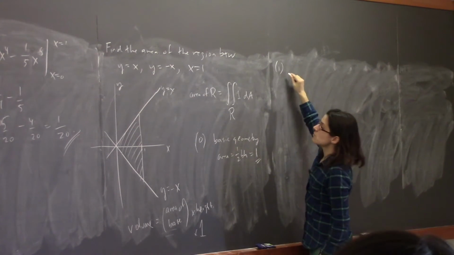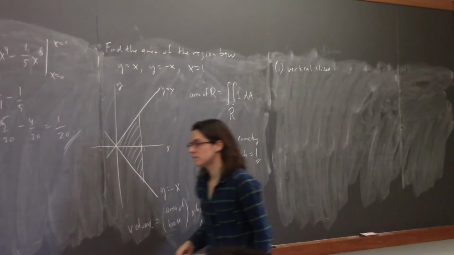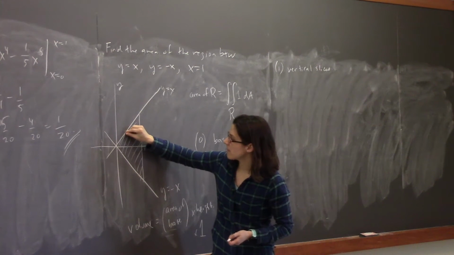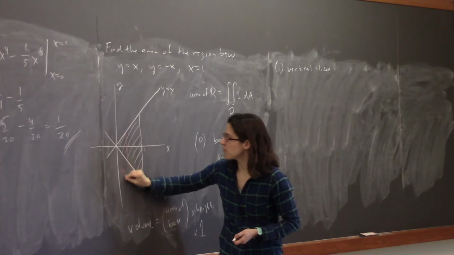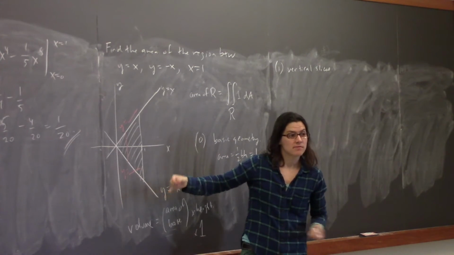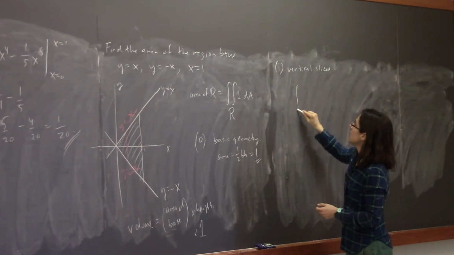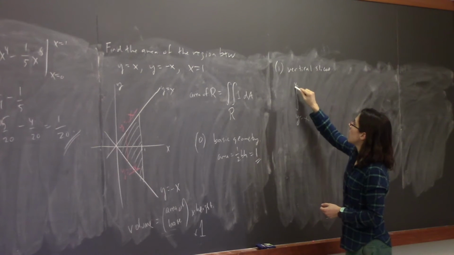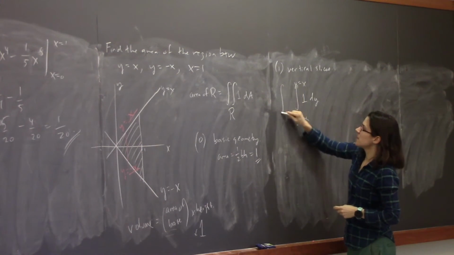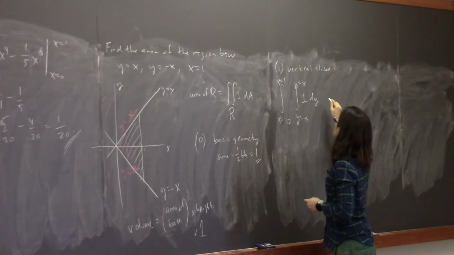So we expect to get 1. Another way we could do this is with vertical slices. So let's set that up. If you pick your favorite x value, we go from y equals something at the bottom up to y equals something at the top. Can you see what y is at the bottom? Negative x, yeah, the line is just y equals negative x, and this line is just y equals x. So we would be integrating from y equals negative x up to y equals x of the function 1, because we want to find the area, dy, and then we would integrate from x equals 0 to 1, dx.